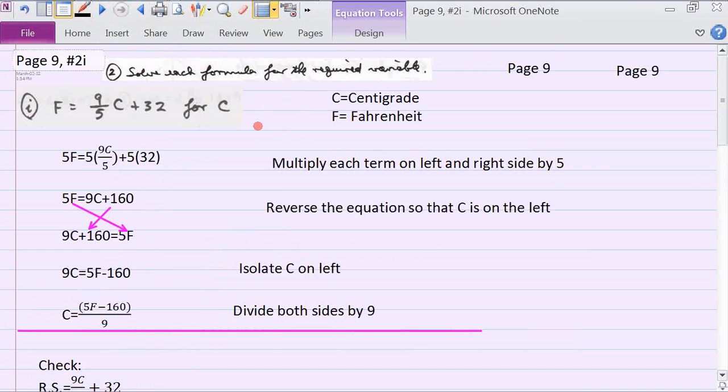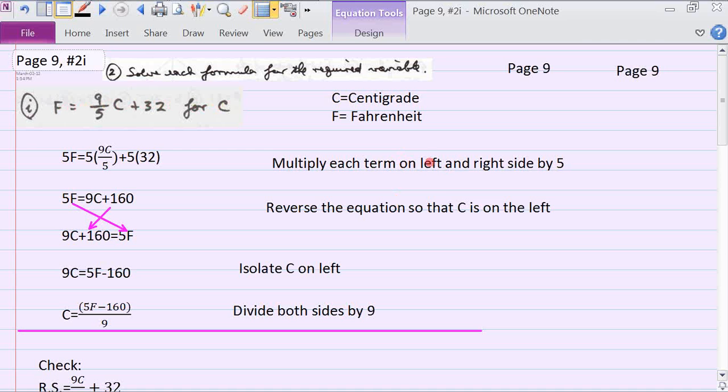Here we have a formula that actually relates Fahrenheit and centigrade on a temperature scale. You may be familiar with this, you may not, but you don't really need to know that. We're told that given centigrade, we can calculate Fahrenheit from this formula. We multiply the centigrade reading by 9/5 and add 32. So now, in this particular case, I have to solve this formula for C.